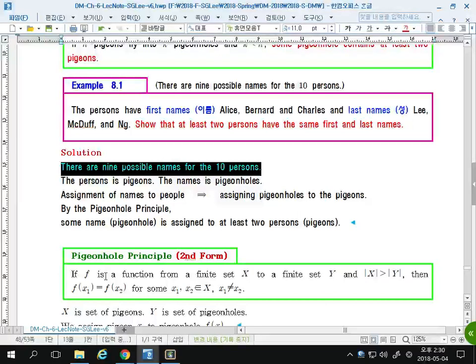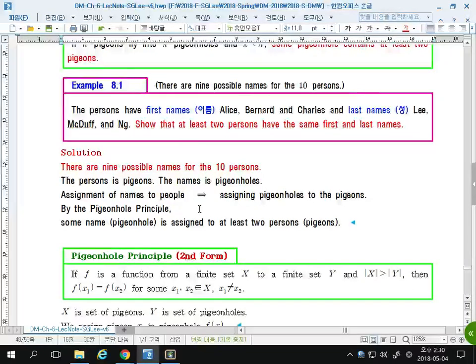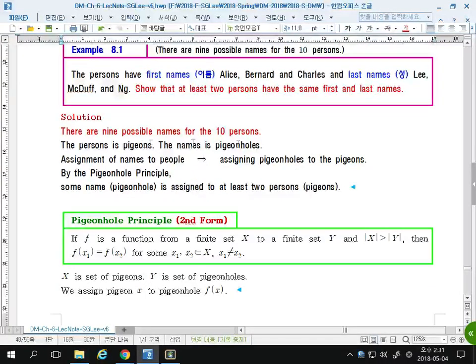But we have 10 persons, isn't it? There are only 9 possibilities. So one is left, so somebody should have the same first and last name. Okay, 9 pigeonholes and 10 pigeons, so you can match the persons to pigeons and names to pigeonholes. Then the assignment of names to people is the assignment of pigeonholes to the pigeons. So by the pigeonhole principle, some name pigeonhole is assigned to at least 2 persons.